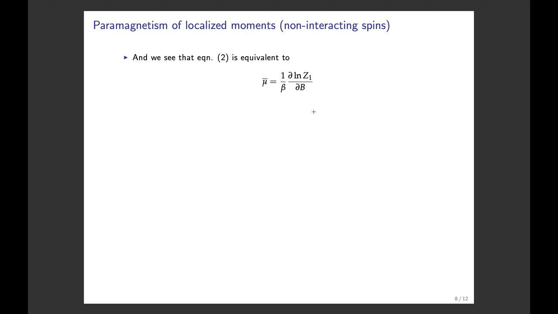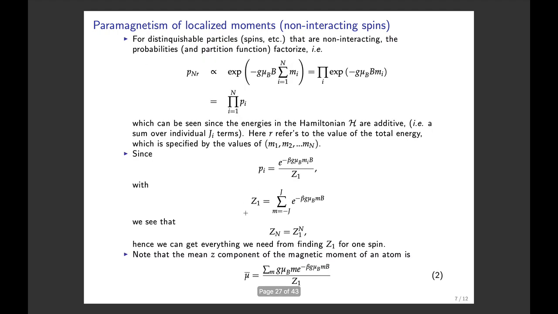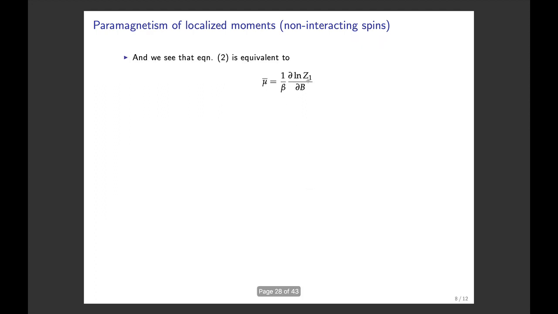So the point is, if we find a really simple form for this partition function, Z1, I mean, having a sum is not that simple usually to work with. You can, but if we can find a form that's easier to work with, we just have to take this partial derivative and divide by beta, and we have the average magnetic moment, the Z component of the magnetic moment.